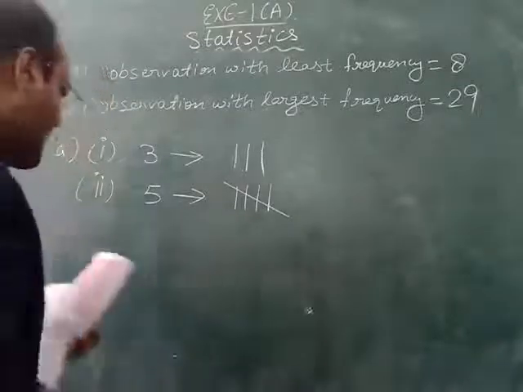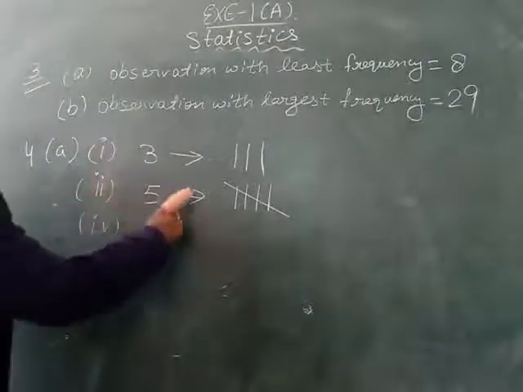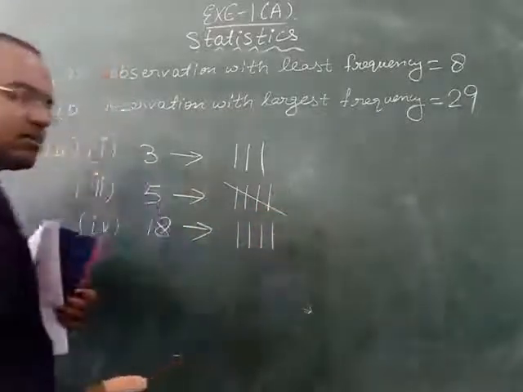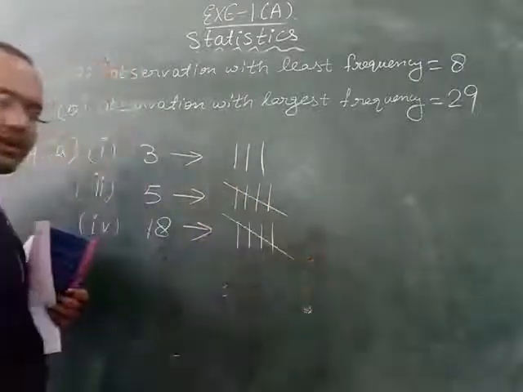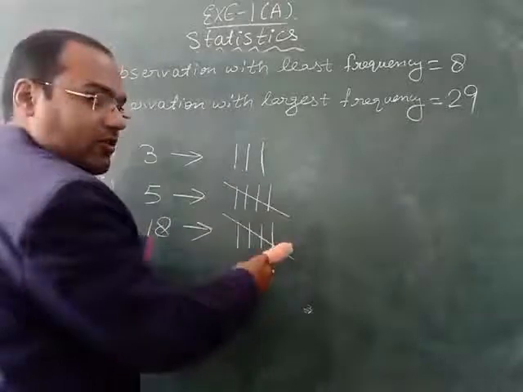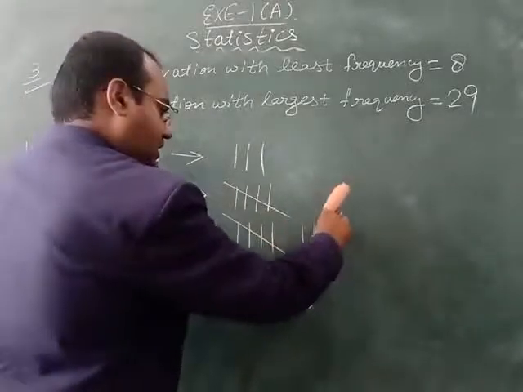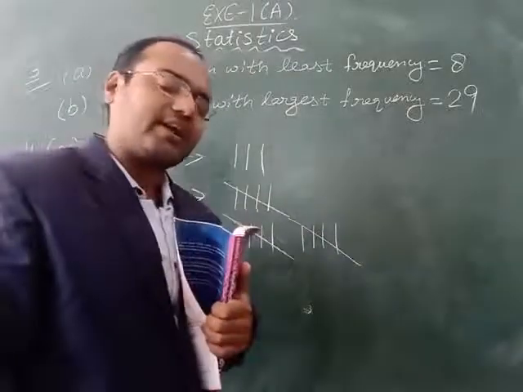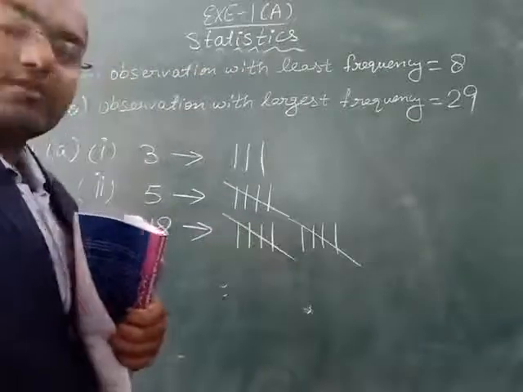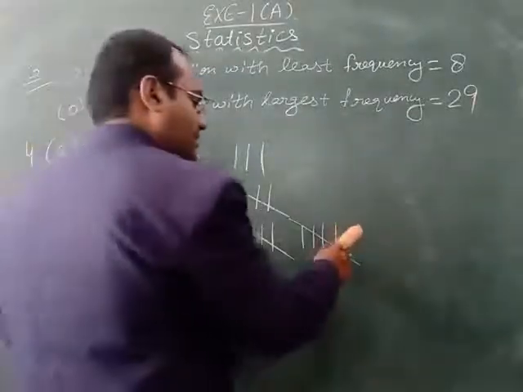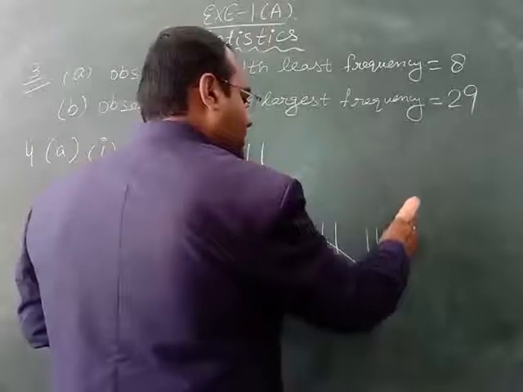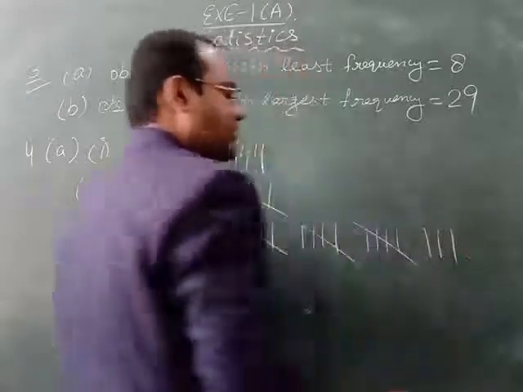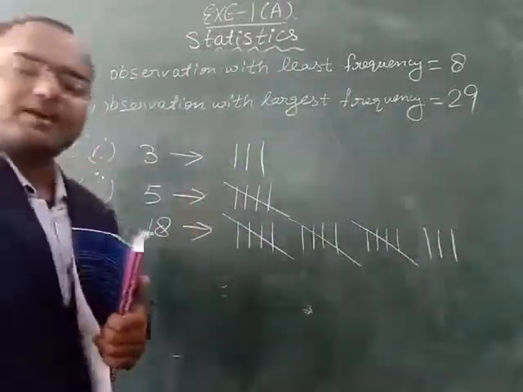Now the fourth part, 18 is given. So 1 2 3 4. For 5 we will cut it. Now we will give some space. 5 are over. 6 7 8 9. Again we will cut because the next number is 10 and 10 comes in the table of 5. So for 10 we will cut it. 10 are over. 11 12 13 14. For 15 also we will cut. 16 17 18. So for 18 we will draw tally marks like this.